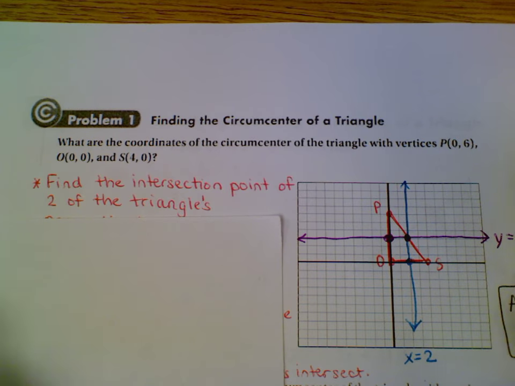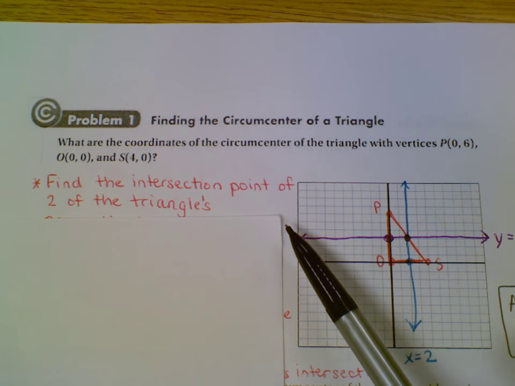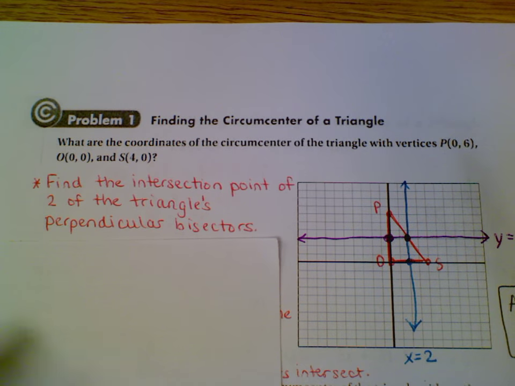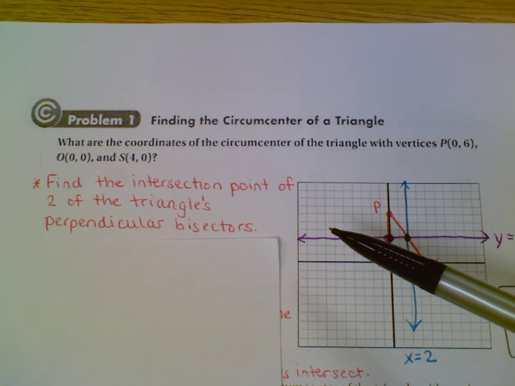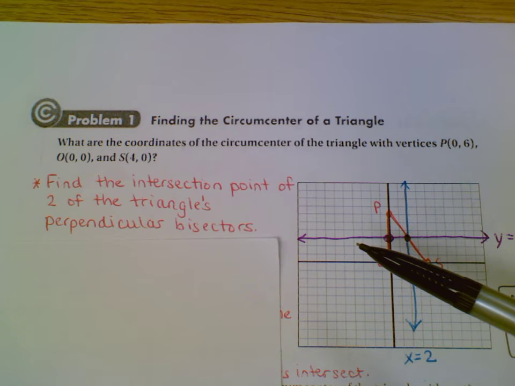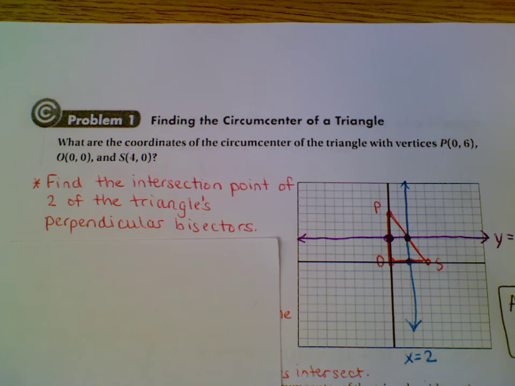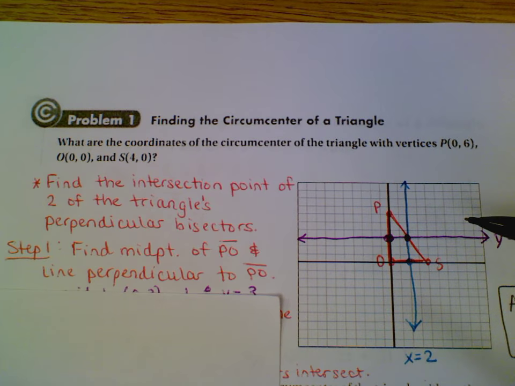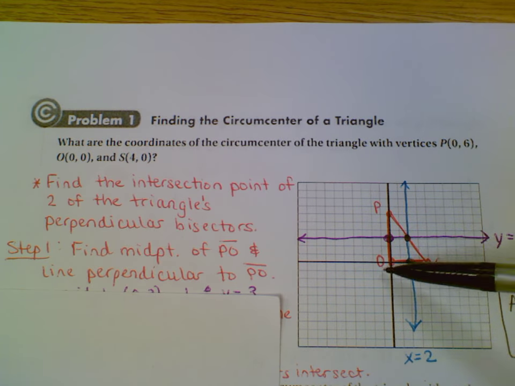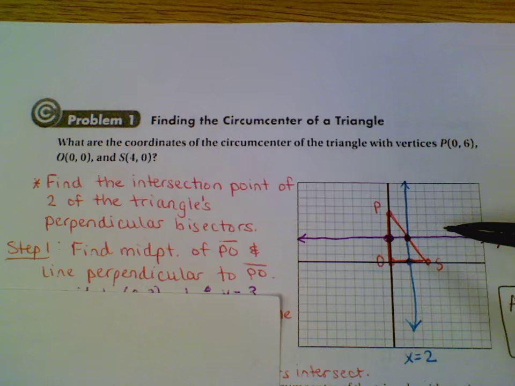You have to find the circumcenter, which is the intersection point of the perpendicular bisectors. Well, you only need to find two of those perpendicular bisectors because there's no sense of doing a third. It's still going to intersect in the same spot. So, step one is you need to find the midpoint of one of your legs and then find the line that is perpendicular to that leg.